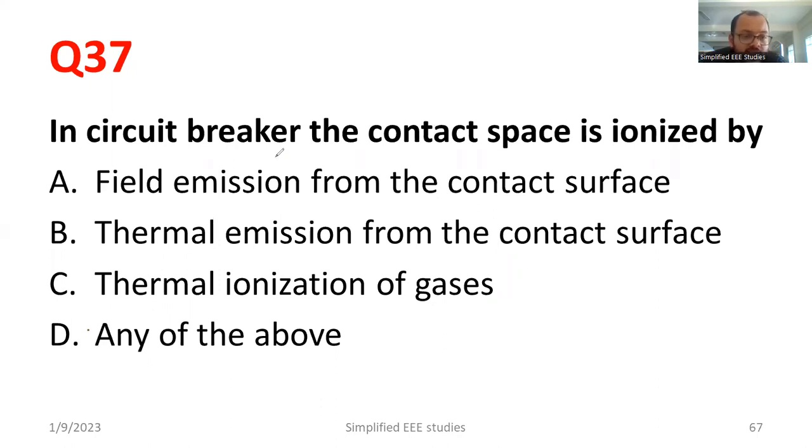Question number 37. In a circuit breaker, the contact space is ionized by: field emission from the contact surface, thermal emission from the contact surface, thermal ionization of gases, or any one of the above.